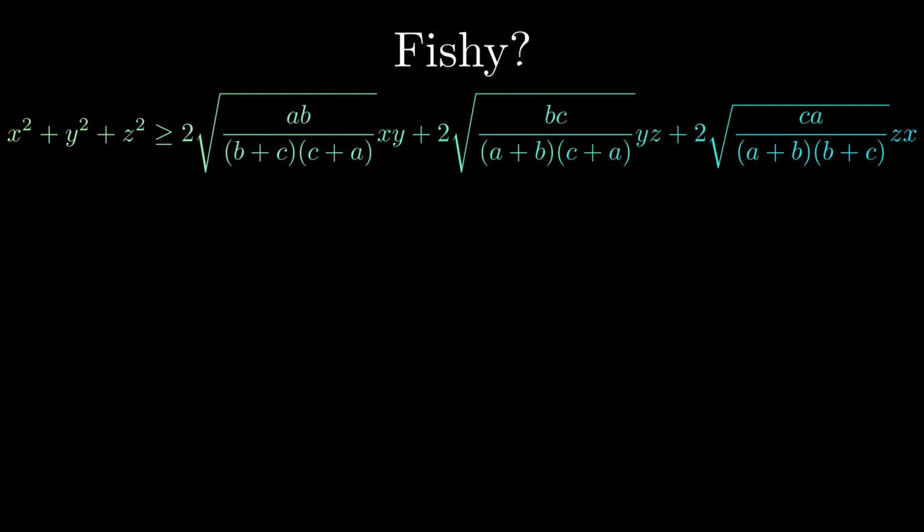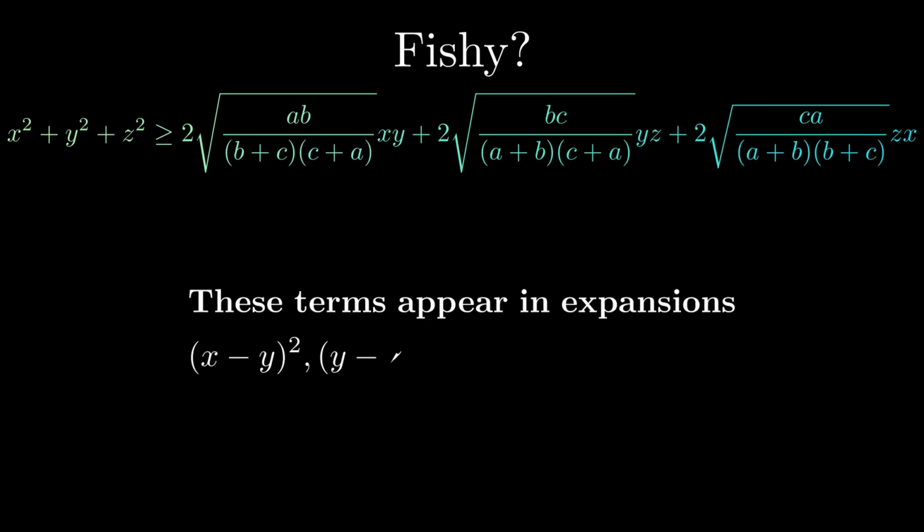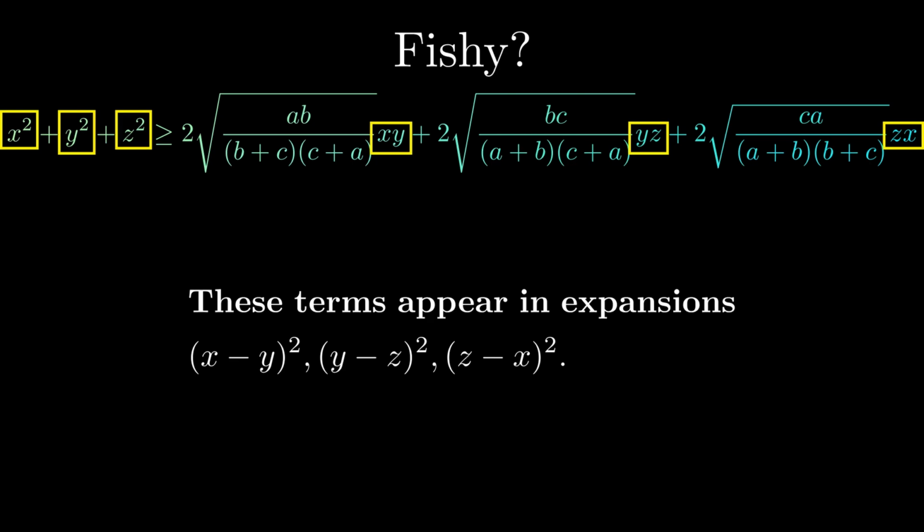And now something fishy is going on. As if we were to have terms without the square roots, we will just get the terms that appear in the expansions of (x minus y) squared, (y minus z) squared, and (z minus x) squared, as they are the square terms x squared, y squared, z squared, and the cross terms xy, yz, and zx.